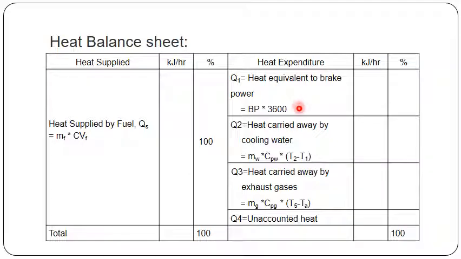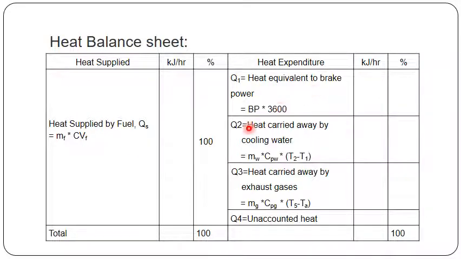On the heat expenditure side, that is on the debit side, you have four components. First component is the heat utilized, which is denoted as Q1, and this is the same as heat equivalent to brake power. So we have brake power in kilowatt, which is kilojoule per second. You multiply it by 3600, you will get the value in kilojoule per hour. So for different loads we get different values of heat utilized, heat losses.